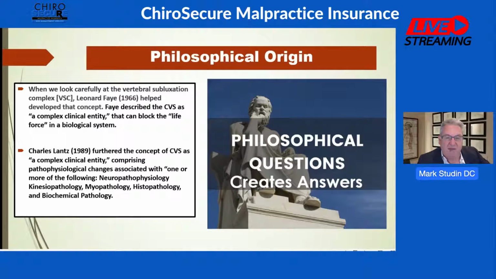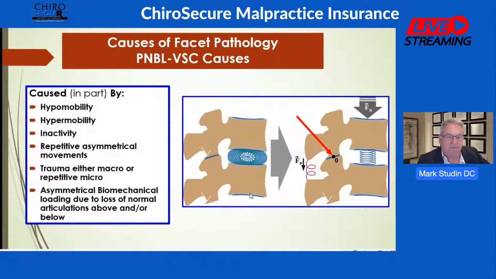But let's talk about the science just a wee bit. Now, what causes a neuro-biomechanical lesion? It's pathological. It has a neurological component. It's biomechanically messed up and it's a lesion, or a vertebral subluxation complex. Same thing. So you have hypomobility, hypermobility, inactivity, repetitive asymmetrical movements, macro or micro repetitive traumas, or asymmetrical biomechanical loading due to loss of normal articulation above or below.